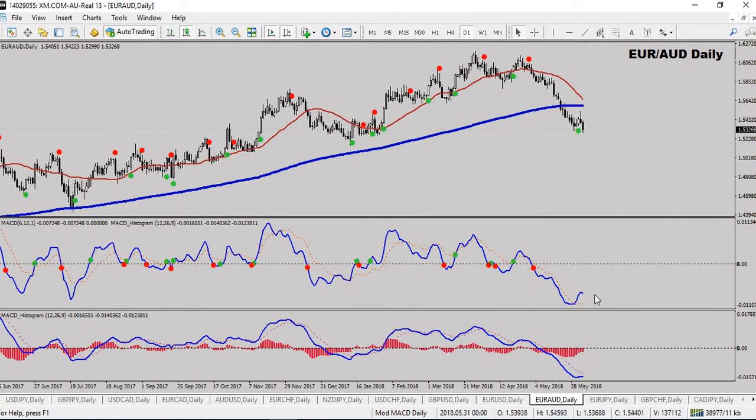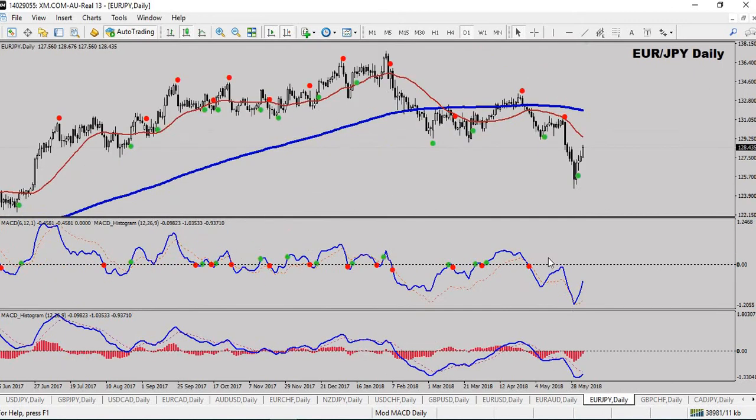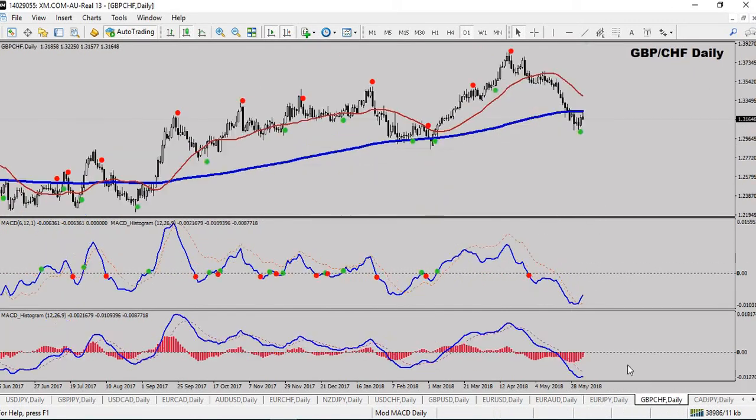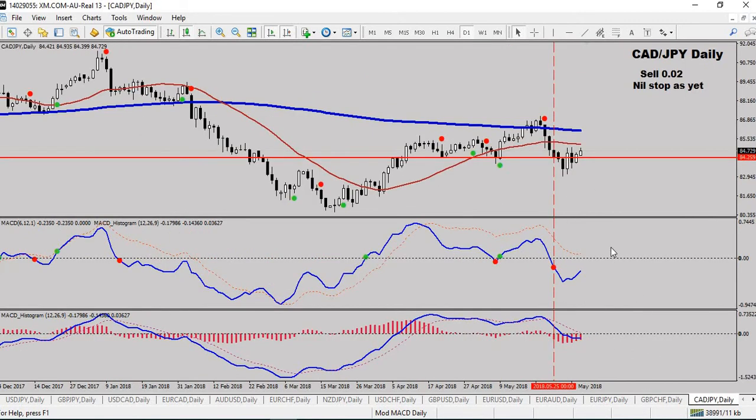Euro Aussie, nothing happening there, it's well below that zero. Euro yen, again, heading up, nothing happening yet. Pound Swiss franc, nothing happening there either. Canadian Japanese yen, we're in a sell here. It's slightly against us at the moment, but we're still below the zero level here. And the fast MACD there, the 25 SMA, looks like it's rolling over a little bit, but it's a losing trade at the moment. Not much, but it's not on the right side.